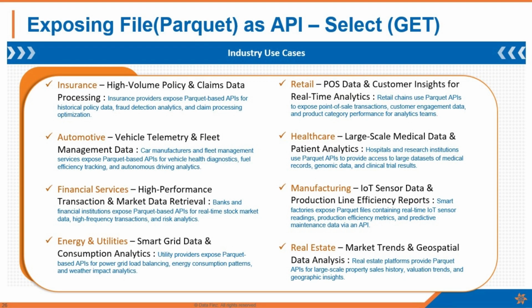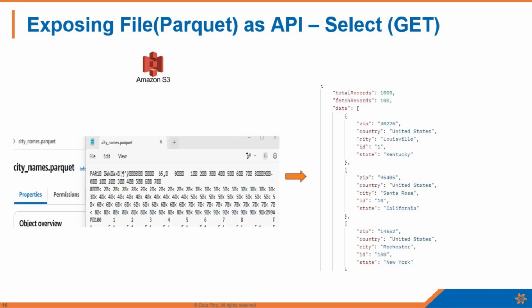Exposing Parquet files as APIs using the GET method allows industries to process and analyze large datasets efficiently, from financial transactions and smart grid analytics to IoT sensor data and healthcare research. DataFinz enables no-code access to Parquet files stored in Amazon S3 by exposing them as APIs using the GET method. This allows structured, columnar data to be retrieved effortlessly through API requests with minimal configuration.